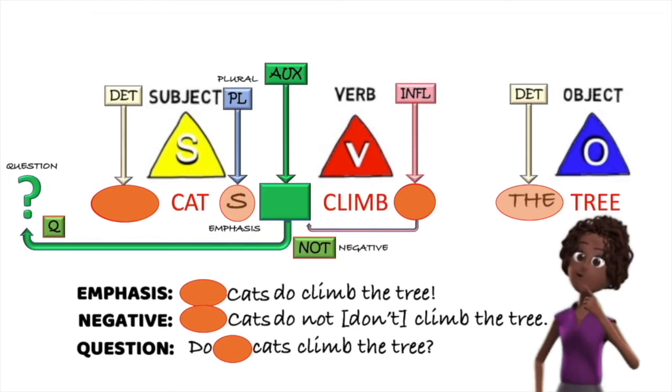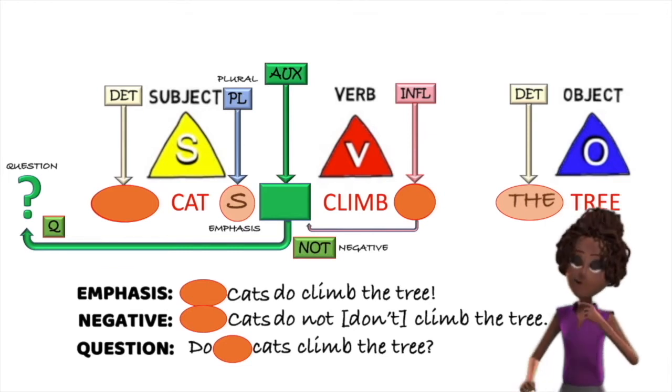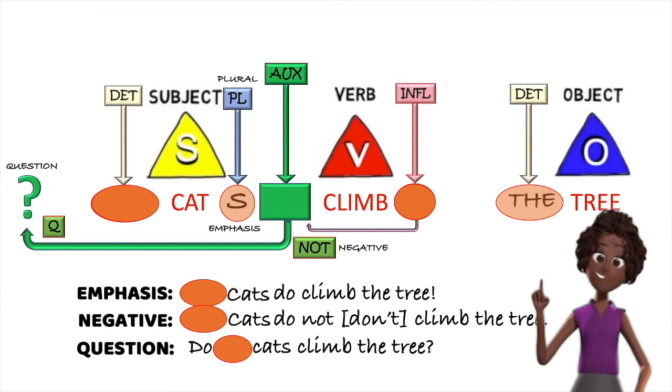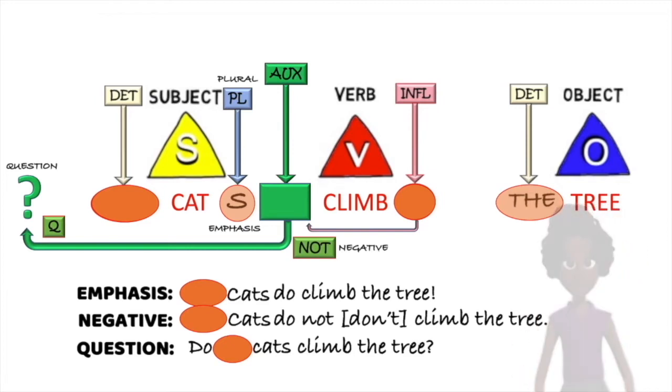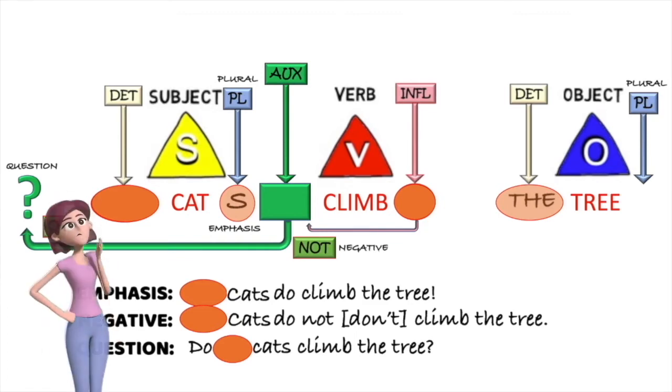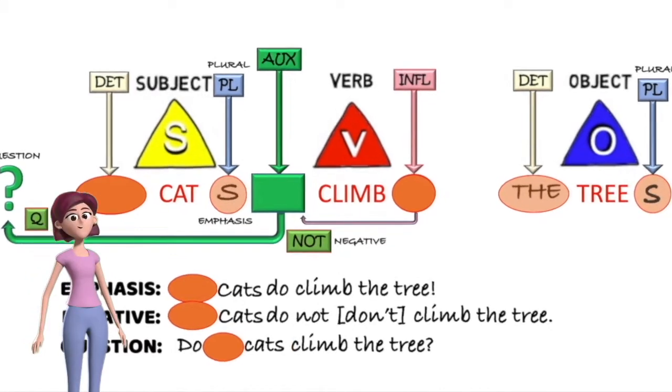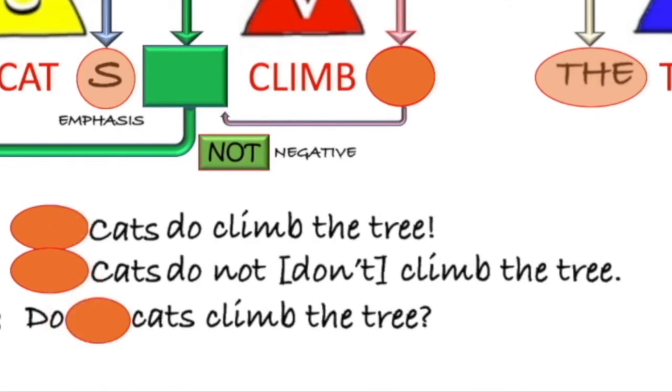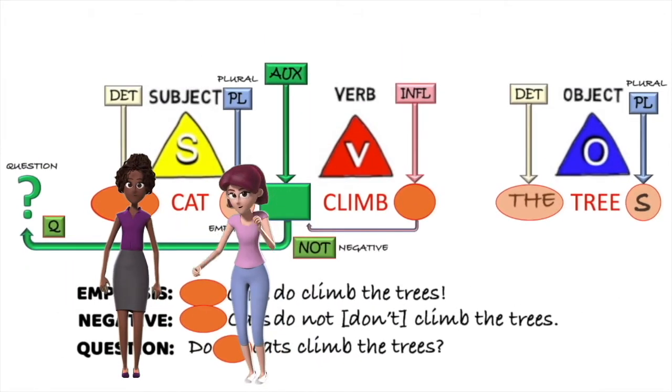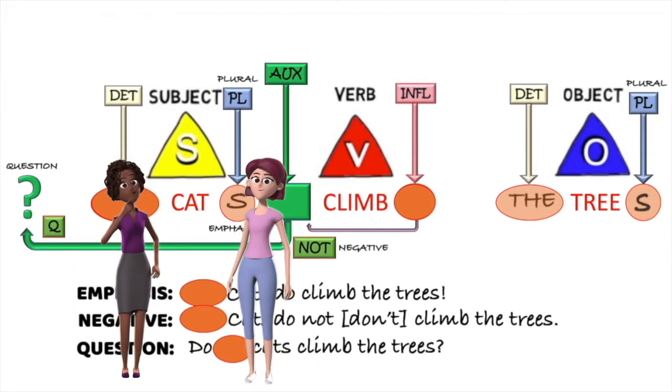So that would be cats in general climbing one particular tree. Yes, any cats, but just one particular tree. And could they climb more than one tree? Of course, then it would be cats do climb the trees, cats don't climb the trees, and do cats climb the trees? But they would still be a particular group of trees, wouldn't they? Like the trees in someone's garden or something.